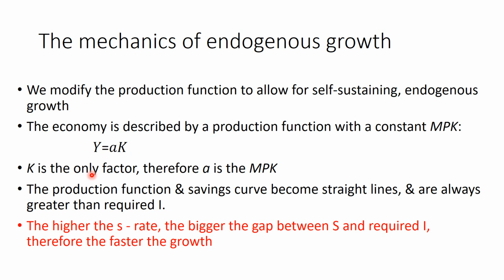By making this change, what we can see is that the production function and the savings curve will become straight lines, and furthermore, that both the production function and the savings curve will always be greater than the amount of investment required. The other thing we'll note is that the higher the savings rate, the larger the gap will be between savings generated and investment required, and therefore the economy will be able to grow faster.